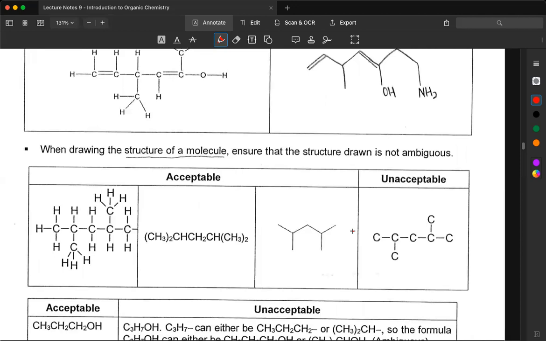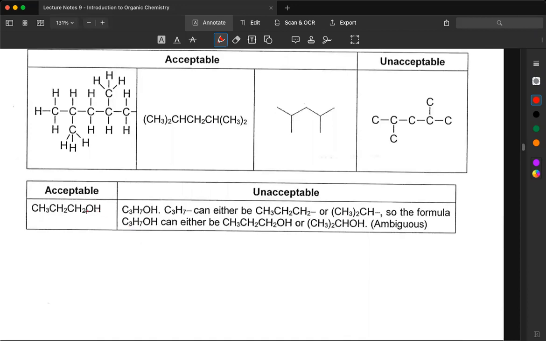When drawing the structure of the molecule, ensure that the structure drawn is not ambiguous, like this one. No. Acceptable, acceptable, acceptable, not acceptable. Acceptable, not acceptable. This is not acceptable, will not be given the mark. You have to show the arrangement, the sequential order.